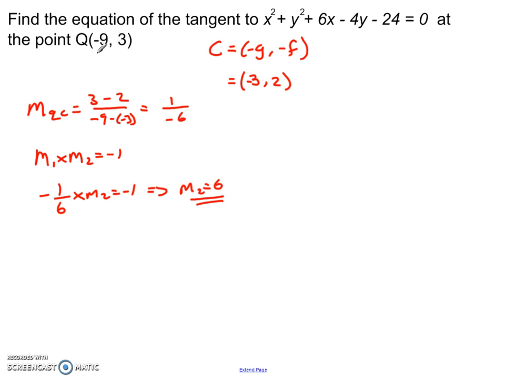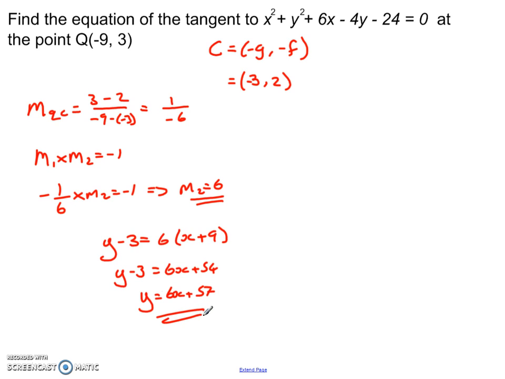Now that I've got that and the point where it meets, I can just stick it all together in my straight line equation. I know then that y minus 3 equals m, so 6, bracket x minus a, so it's minus minus, so it then becomes plus 9. y minus 3 is equal to 6x plus 54. Stick it all across and you get y equals 6x plus 57. There you go. That's the equation of your tangent there, touching the circle at this point.